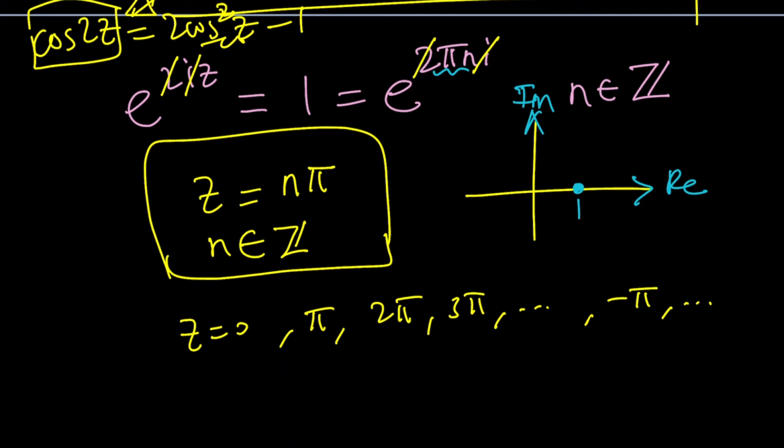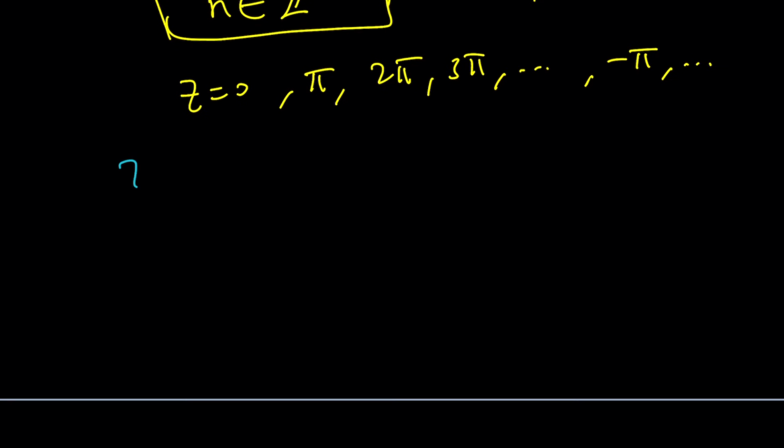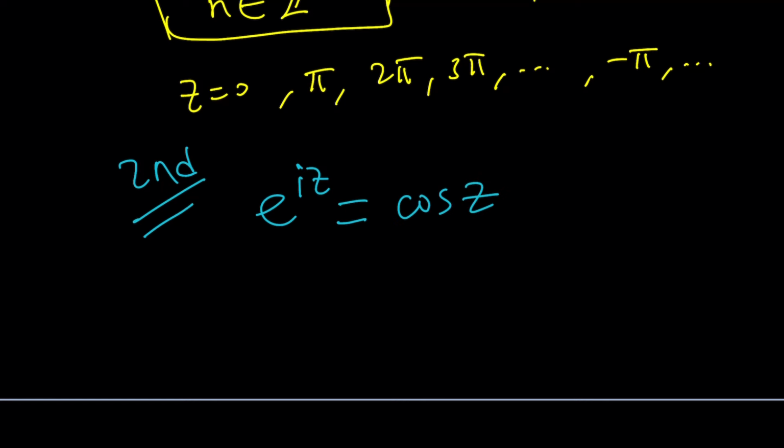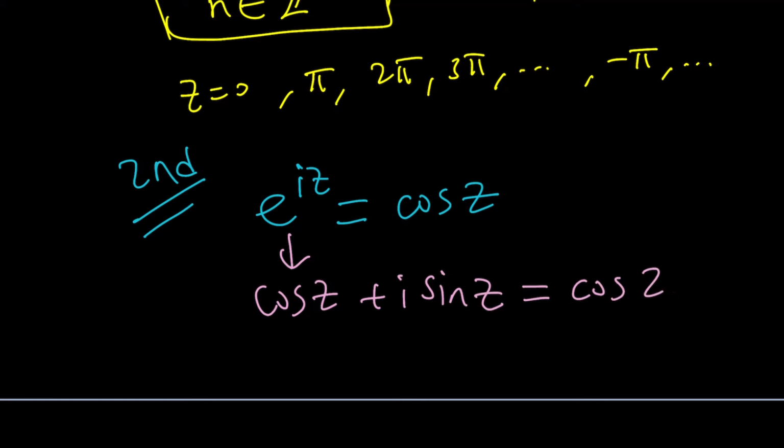Okay, so let's take a look at an alternative method. We have e to the iz equals cosine of z. Again, as soon as you see e to the iz, you should think of the following: cosine z plus i sine z. Why? Because Euler said so. You have to follow him, right? And that equals cosine of z because that's what's given in the problem. Again, this is not an identity, it's given.